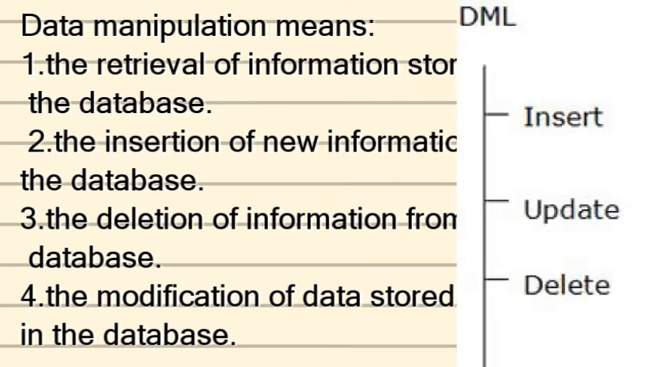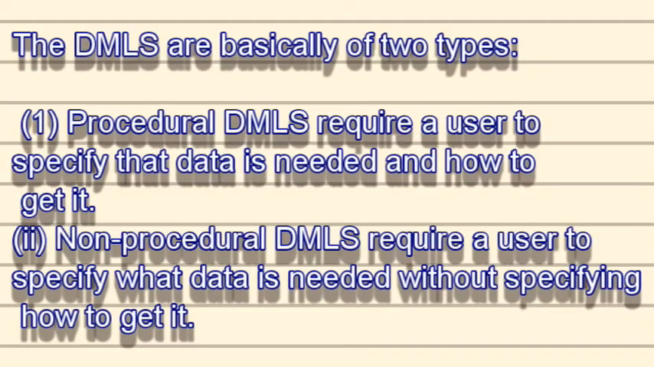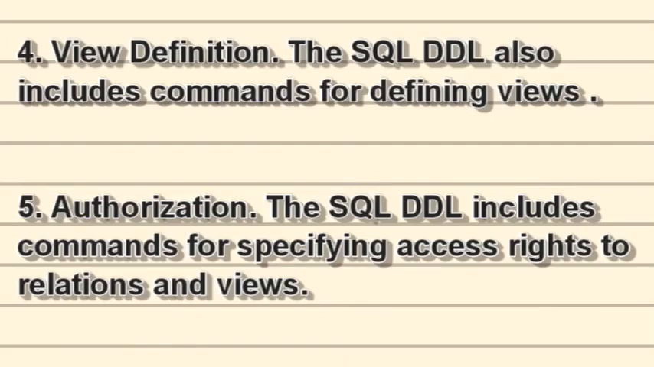Now basically the data manipulation language is also divided into two categories. Number one is procedural DMLs, second one is non-procedural DMLs. Procedural DMLs require the user to specify what data is needed and how to get it. Non-procedural DMLs require the user to specify what data is needed without specifying how to get it. Means in the first case we will specify, in the second case we will not specify and it will just get the data.